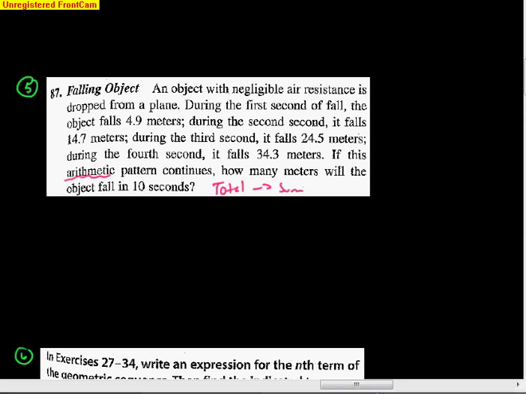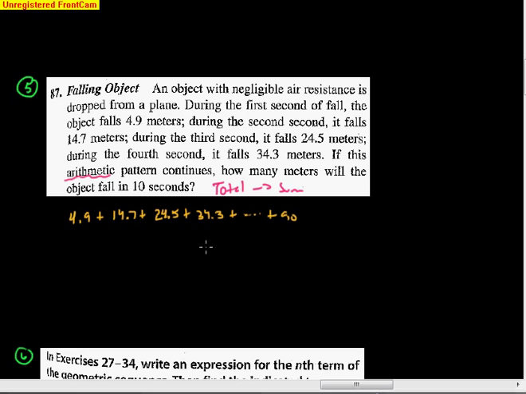Now, I'm going to list out what they give us. So what do they give us? Well, they give us the first four terms: 4.9 plus 14.7 plus 24.5 plus 34.3. And we want to find the sum all the way to a sub 10. Okay, so that's what we're looking for, right?